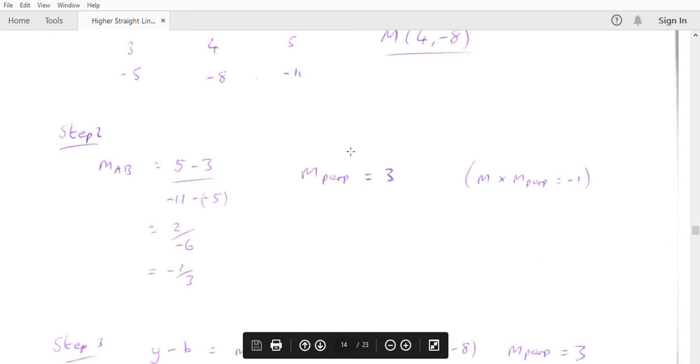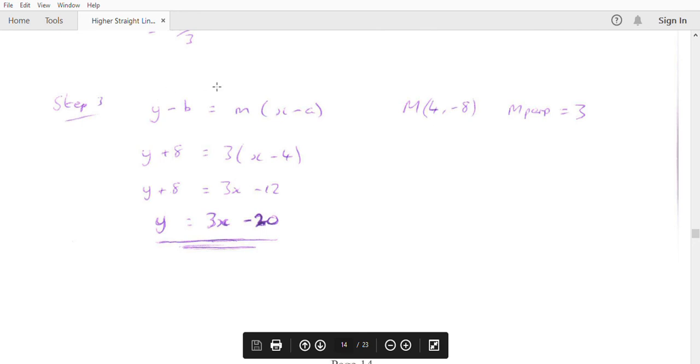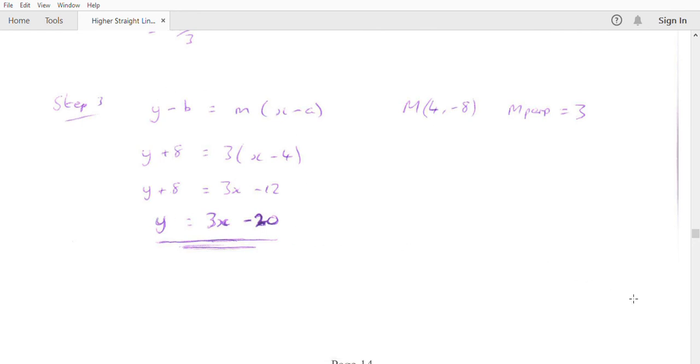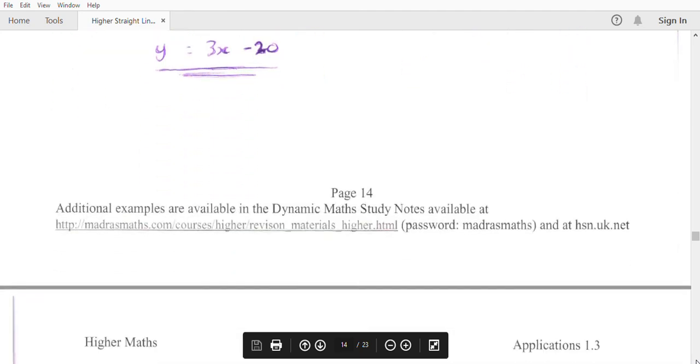So we've got the gradient, we've got the point it passes through, so we're just back to y minus b equals m bracket x minus a. So we are substituting in the values and come out with y equals 3x minus 20. And that is perpendicular bisectors.